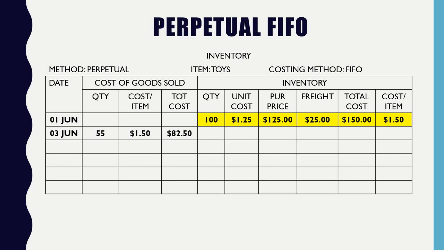So then what's going to happen to my inventory? Well, you're going to subtract it out. You're going to subtract 55 from the 100, and you're going to get 45 units remaining, and you're also going to take out the total cost as well, right? You're going to take that 150 minus 82.50, which should give you a total of $67.50. Now, that is what's remaining in my very first batch of inventory, okay?